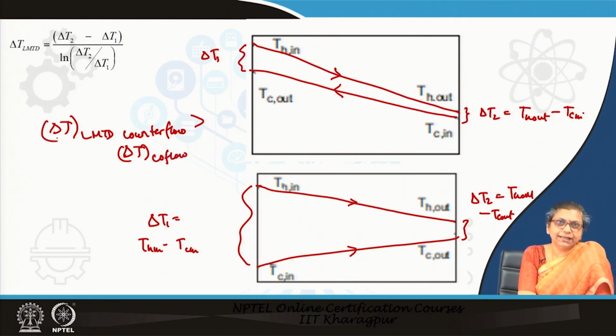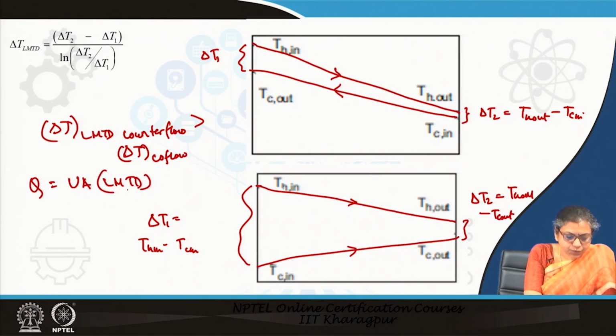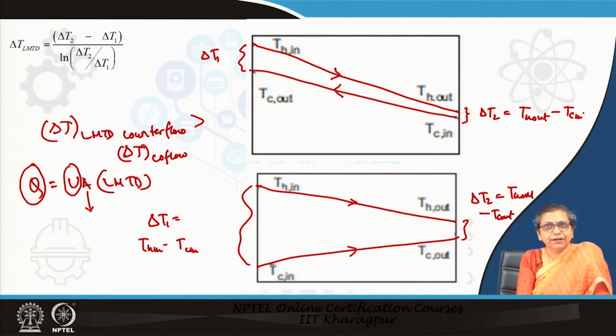So, when delta T LMTD for counter flow is higher, then what do you find? Q equals U A delta T LMTD. So, therefore, when this is higher, naturally for exchanging this particular amount of heat, when everything else is constant, we will require a lower area. So, this is one particular reason why we prefer the counter current heat exchanger.